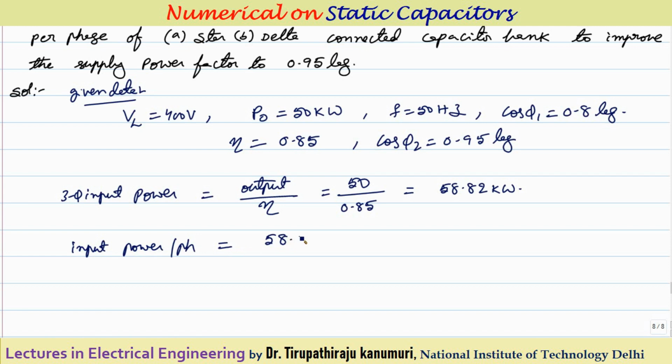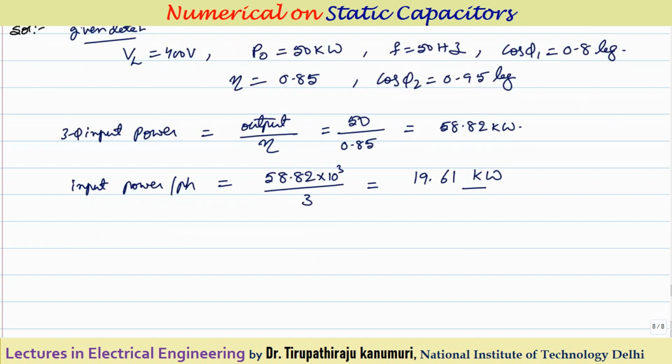So this will be 58.82 into 10 to the power of 3 divided by 3. This is the value we get. So if you calculate it, you will get it approximately as 19.61 kilowatt. So single phase came. So now coming to the power factor angle, phi 1 will be equal to cos inverse of 0.8. This is 36.87 degrees.